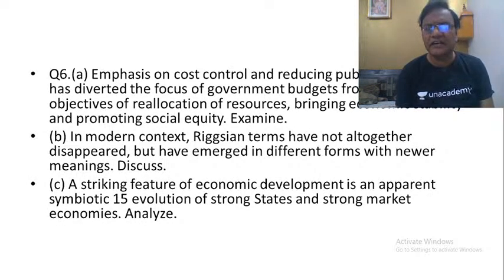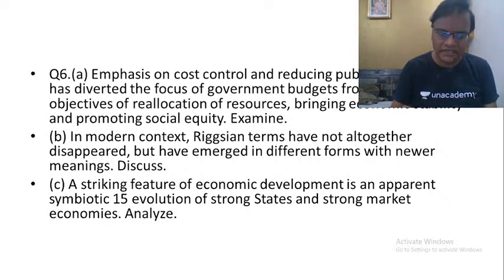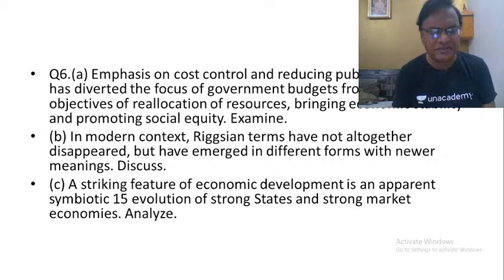Emphasis on cost control and reducing public expenditure has diverted the focus of government budgets from the basic objectives of reallocation of resources, bringing economic stability and promoting social equity. Examine. Incidentally, we have given the same question in our test series also this year. Now, especially after adopting NPM, we have focused only on controlling fiscal deficit, reducing expenditure, and focusing on what we call a business-like approach to governance.